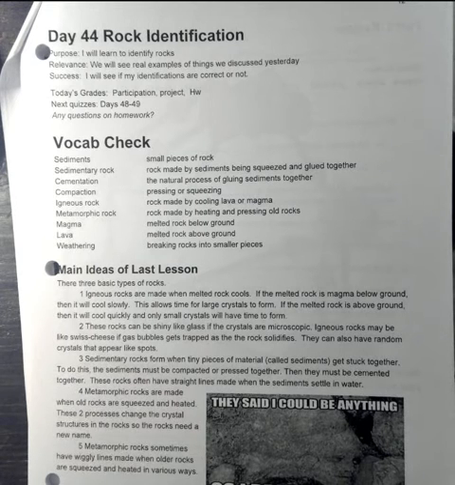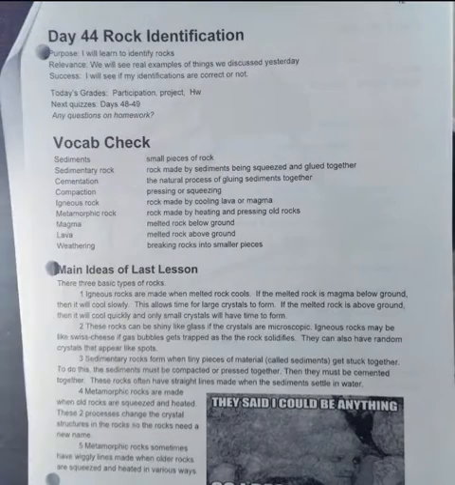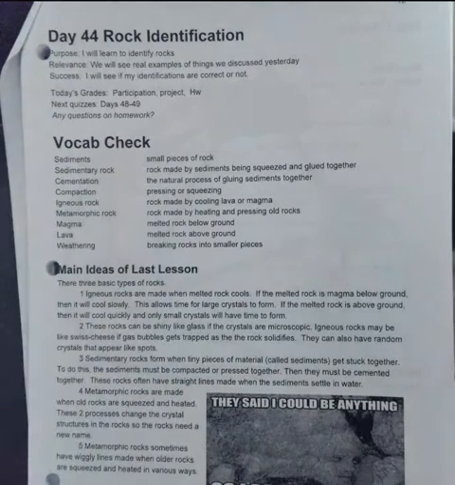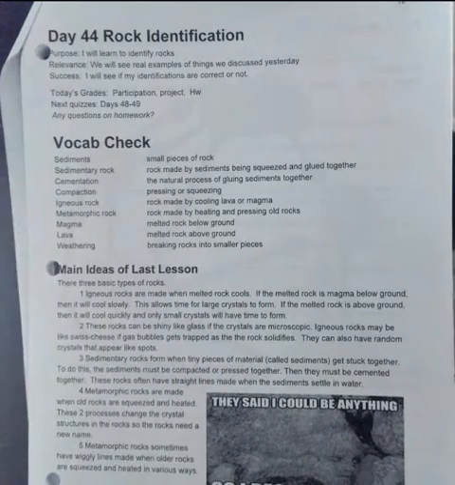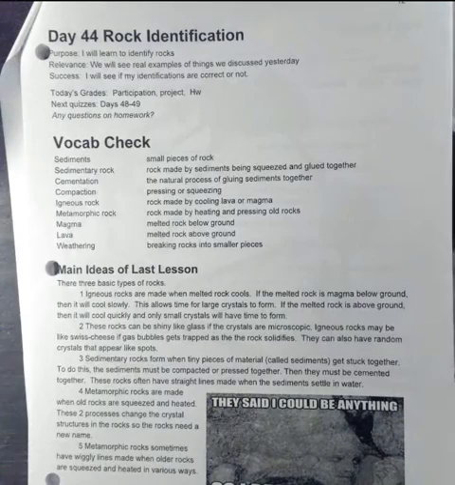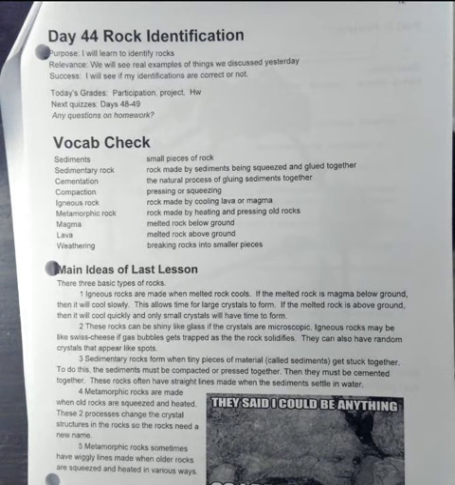Okay, main ideas from last lesson. Romeo, read paragraph number 1, please. Igneous rocks are made when melted rocks cool. If the melted rock is magma below ground, then it will cool slowly. This allows time for large crystals to form. If the melted rock is above ground, then it will cool quickly and small crystals will have time to form.